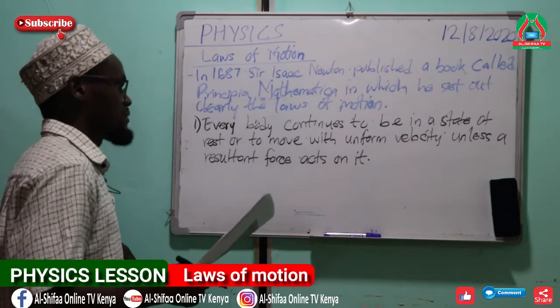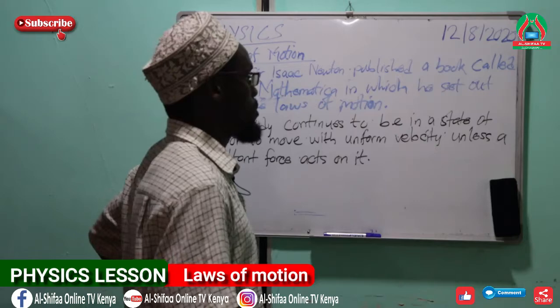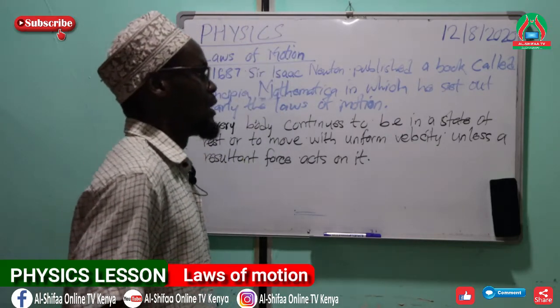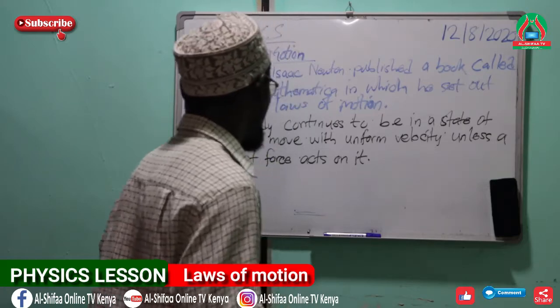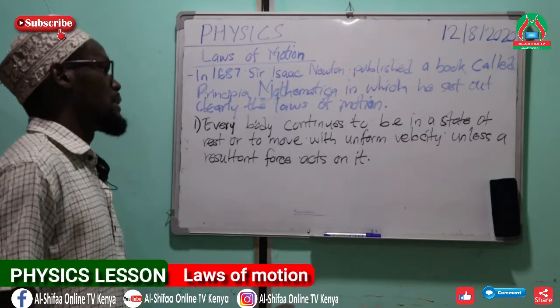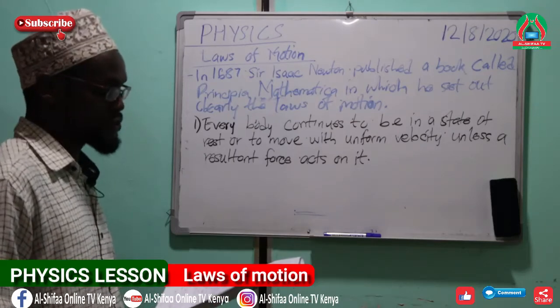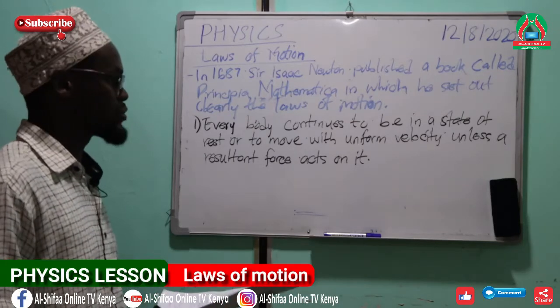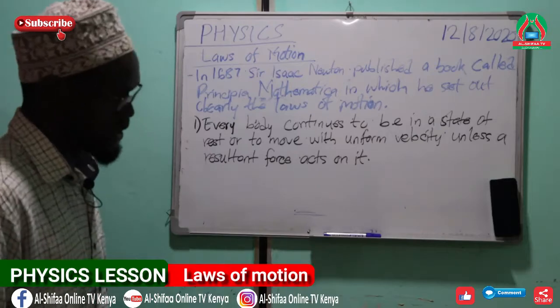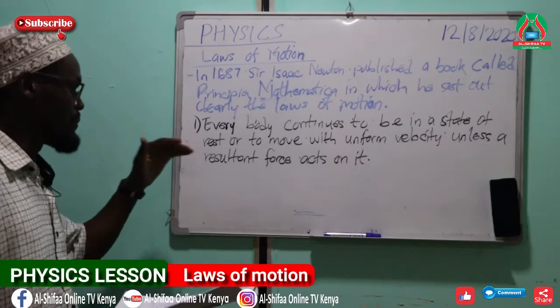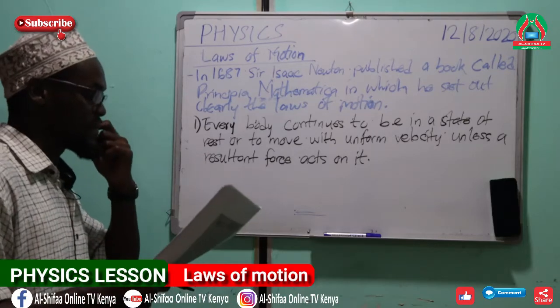In 1687, Sir Isaac Newton published a book called Principia Mathematica, in which he set out clearly the laws of motion. We have three laws of motion, which are usually referred to as Newton's laws of motion. They are usually used in Newtonian motion or Newtonian mechanics.